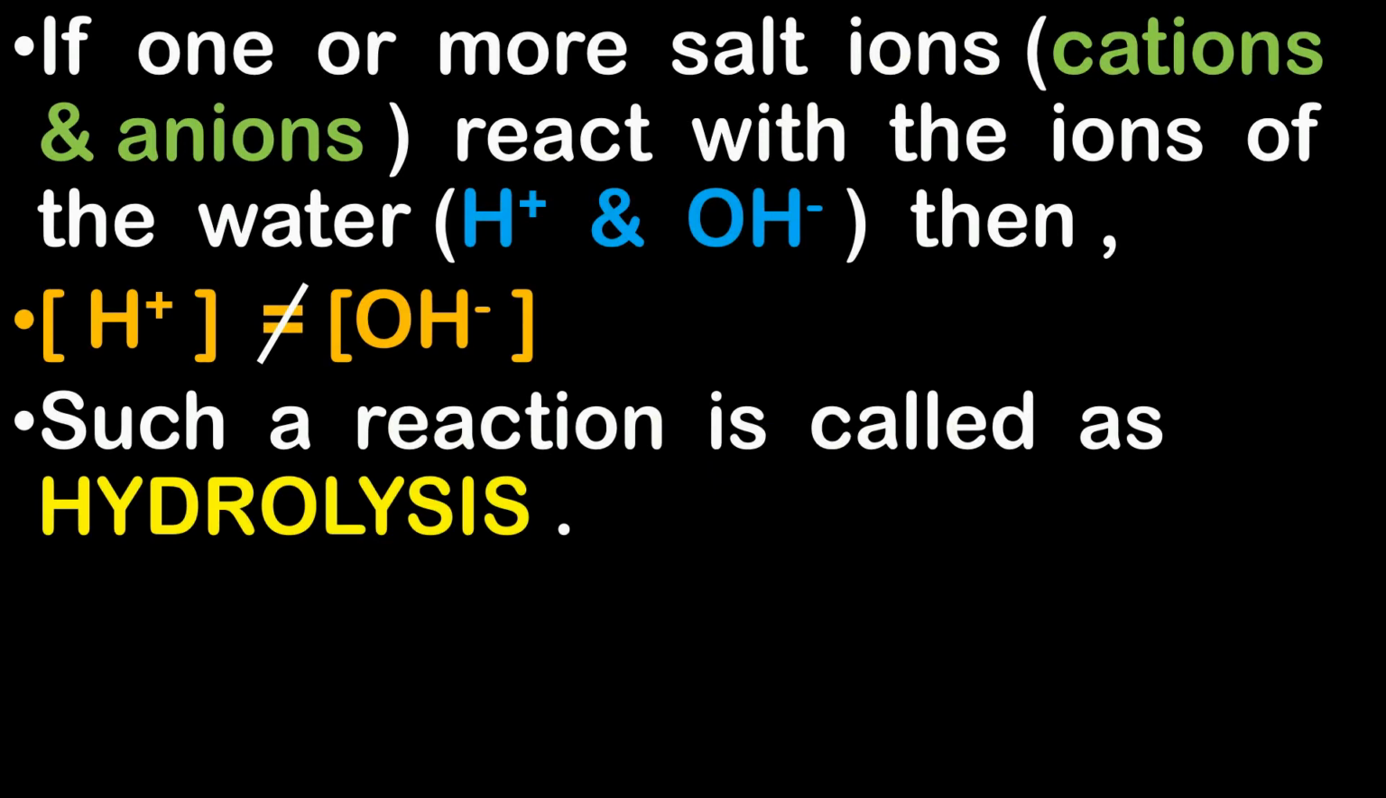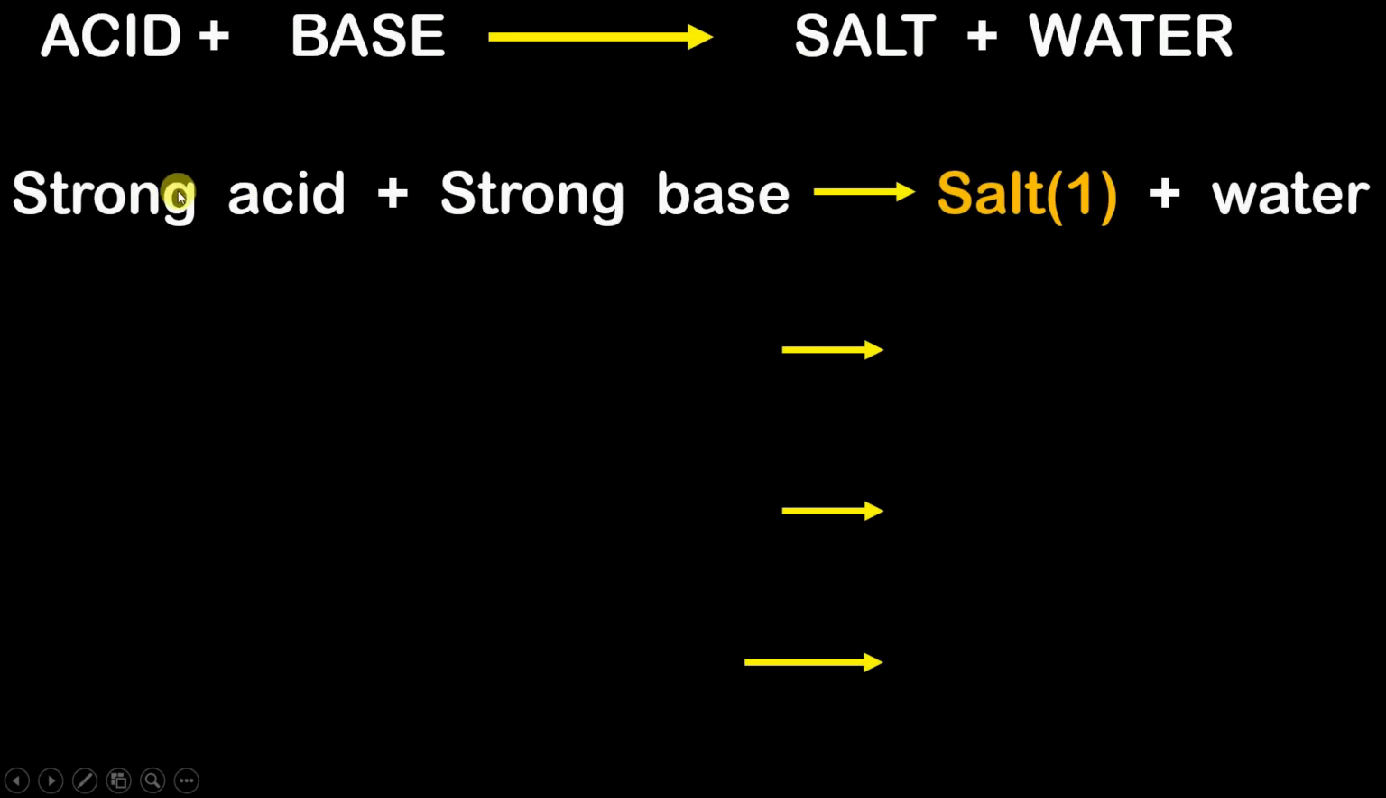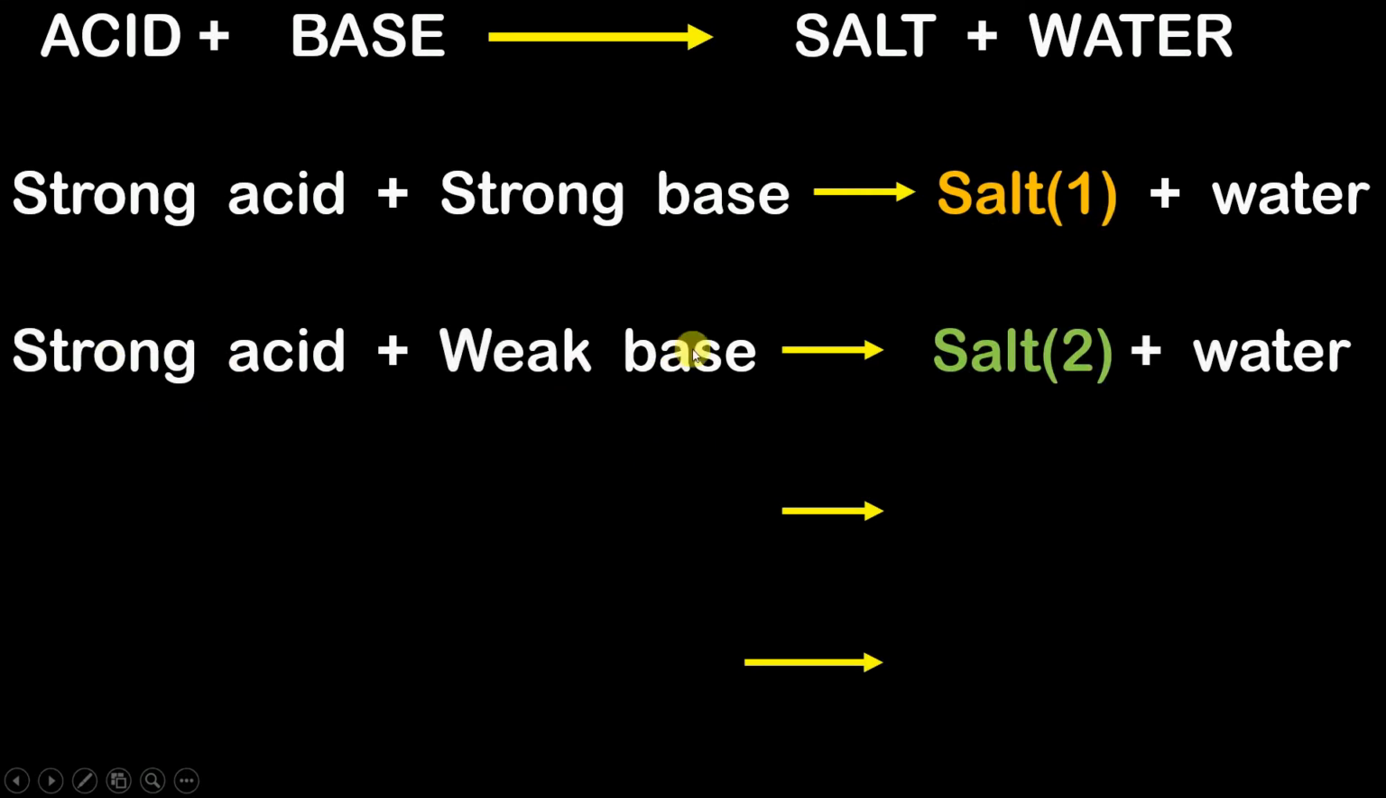Okay, so I hope you have understood what a salt is, and you have now also understood the concept of hydrolysis. Now, guys, this is the basic reaction that we all know, that acid reacts with base to give us salt and water. But have you ever wondered that we can get 4 different types of salt? How? Let's see. Suppose a strong acid reacts with a strong base, then we will get, let's say, salt number 1. Then let's say if a strong acid reacts with a weak base, then we get salt number 2.